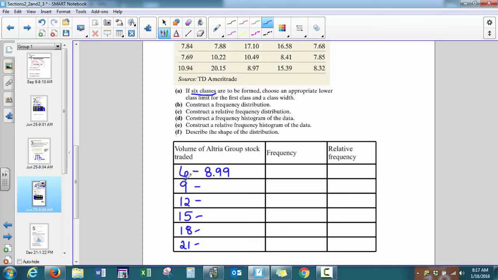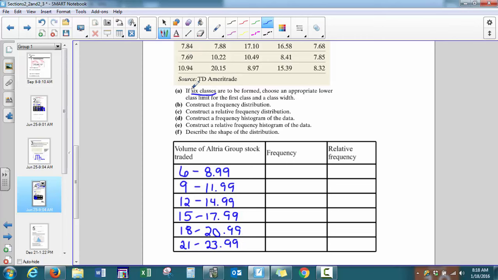Since our class width is 3, that's going to be the same difference we have between these numbers as well. So this would be 11.99, 14.99, 17.99, 20.99, and 3 more than this one would give us 23.99.